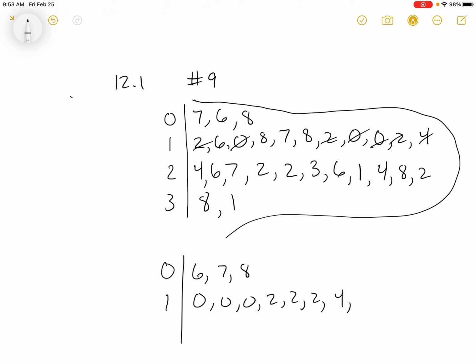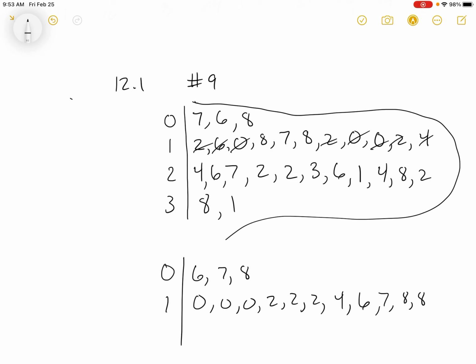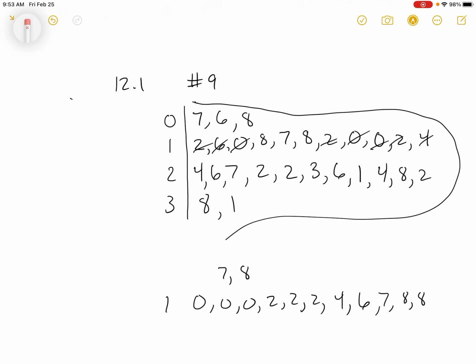I'll finish this one. Then it looks like there is a 6 and a 7 and a couple of 8s. So that's what it would look like if we did that piece right there. So this is what 12.1 number 9 would look like, also number 10. I do remember talking with the student that there was another question as well. So I'm going to erase this stem leaf plot really quick.